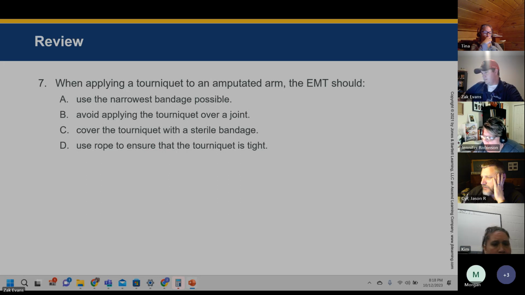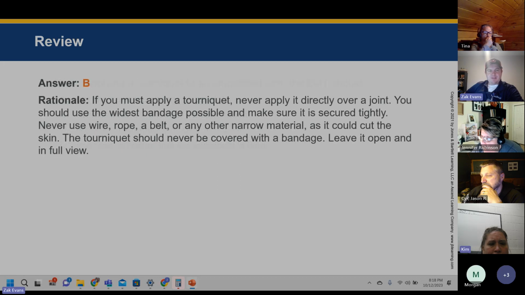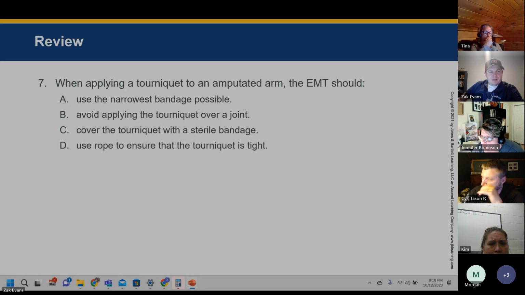It's not D. You're not supposed to put it over the joint. Not B. I think it's B. I wonder if this is a typo. So it should say line attorney gets an arm, EMT. Yes, sorry, no, it is right.